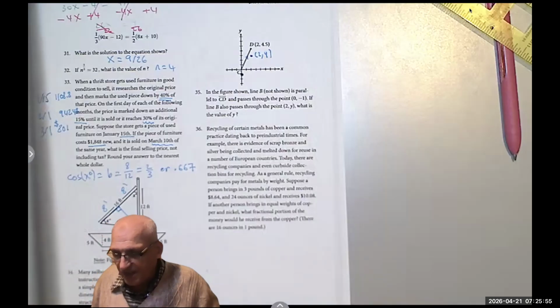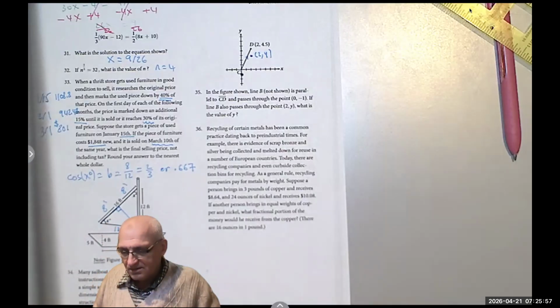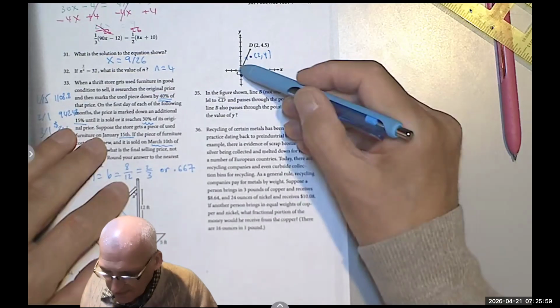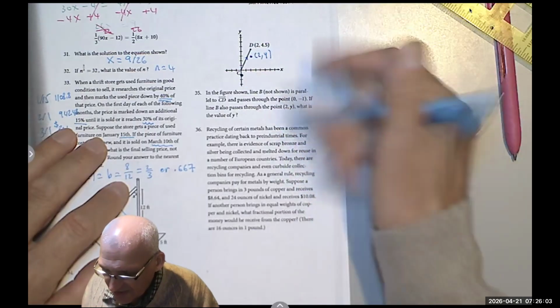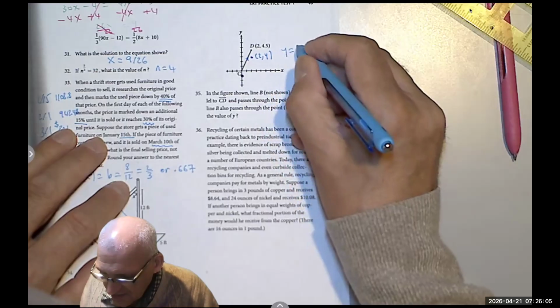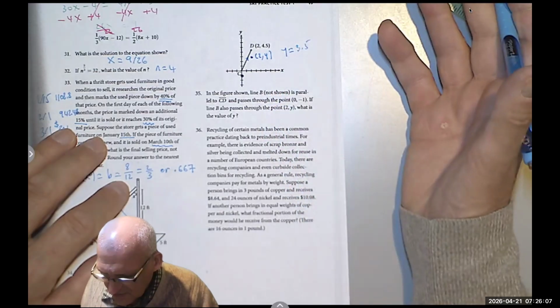What is the value of Y? Well, that's ridiculous. If it's 1 below this point, this would be 1 below that point, so Y is 3.5. That's so easy.